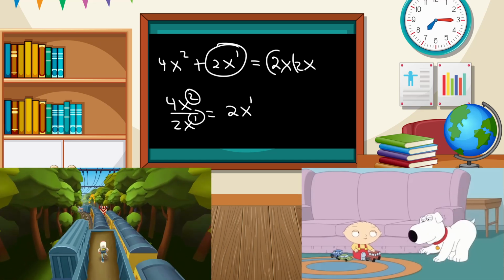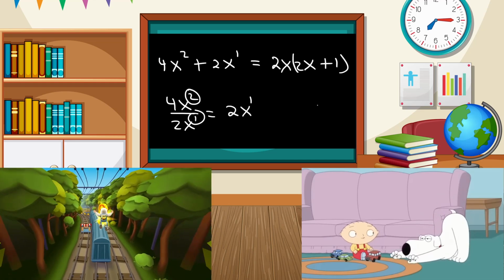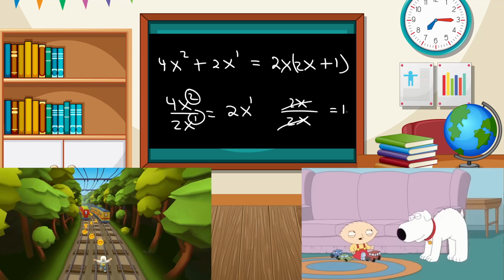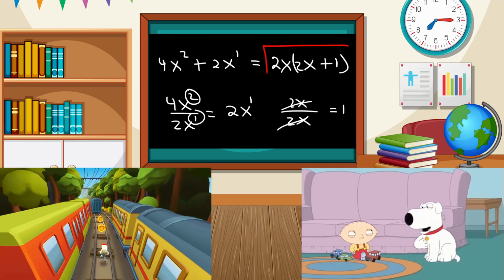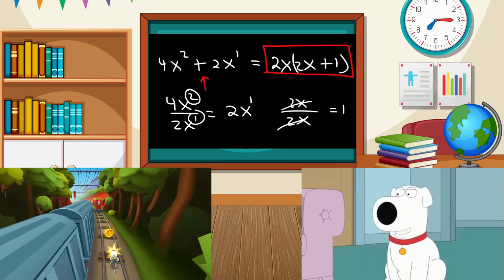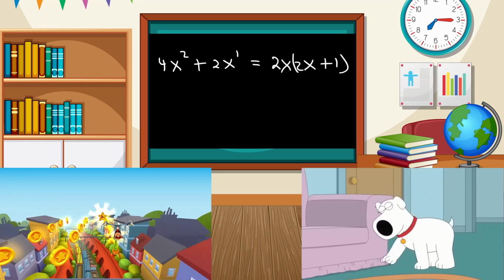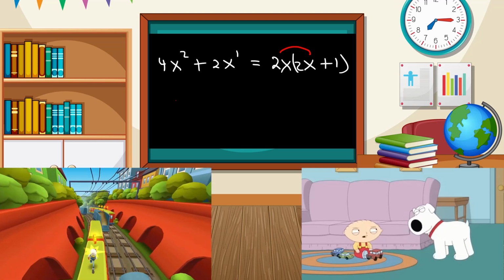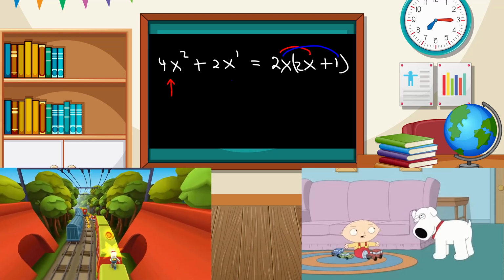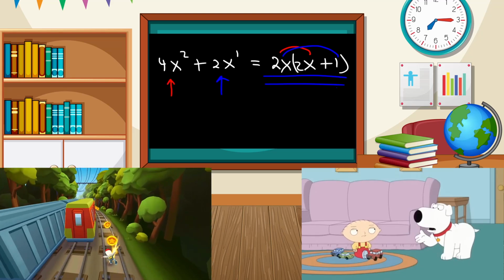And then 2x divided by itself is 1. If you write it here, these two will cancel. Anything divided by itself is always 1. And that's how we can factor this expression, by taking out the GCF, or the greatest common factor. And to check your work, to make sure that you have the right answer, you can multiply. 2x times 2x will give us 4x squared. And 2x times 1 will give us 2x. So we know this is correct.